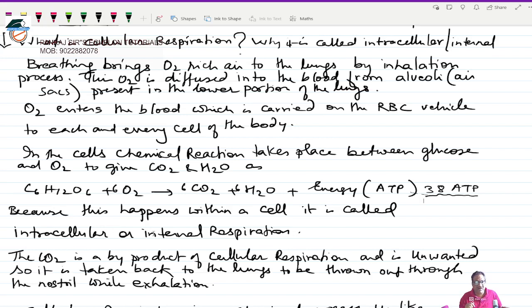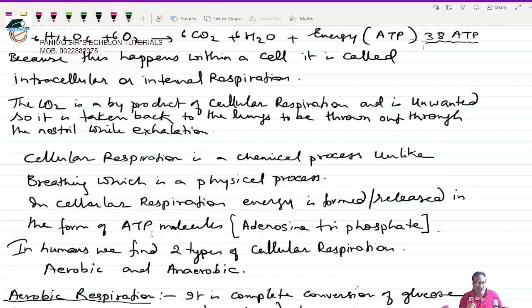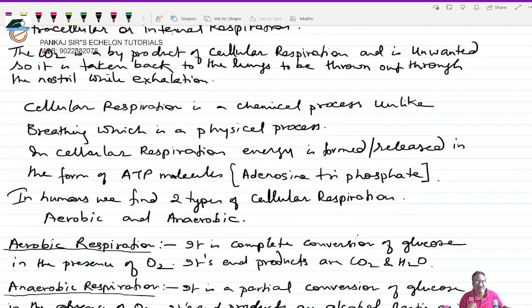Now, because this happens within the cell, it is called as intercellular or internal respiration. Done? Okay. Now आगे बढ़ते हैं. The carbon dioxide is a byproduct of this cellular respiration. Now ये जो cellular respiration का मैंने जो equation आपको बताया, उसमें जो carbon dioxide है, it is a byproduct. Now what is the meaning of byproduct? Byproduct is something which is the product of a reaction, but it is not of any use. Okay, carbon dioxide body के किसी use में नहीं आता है.